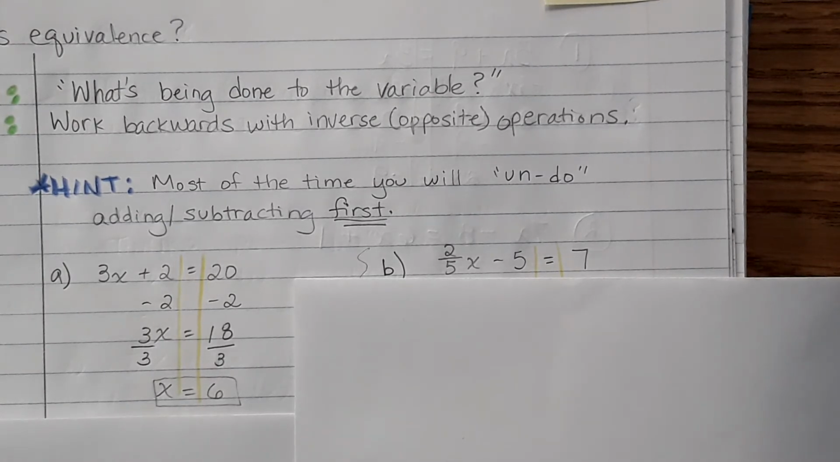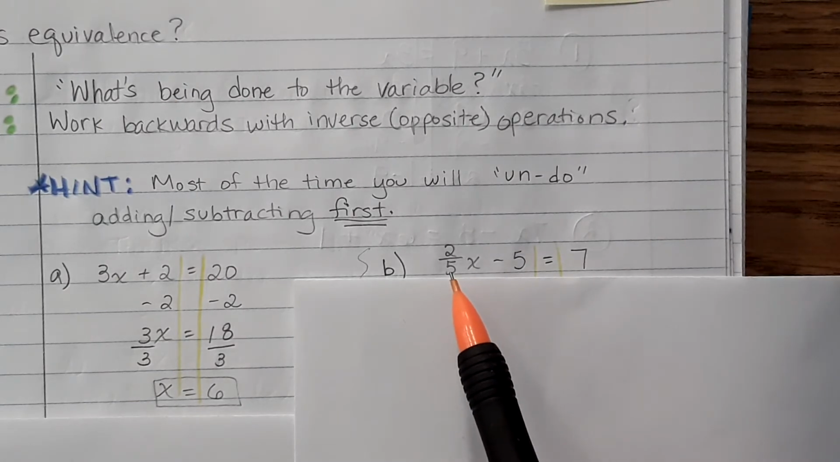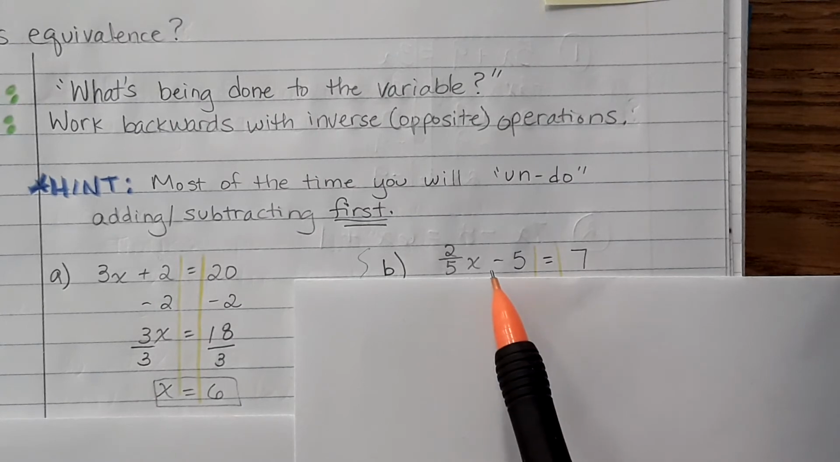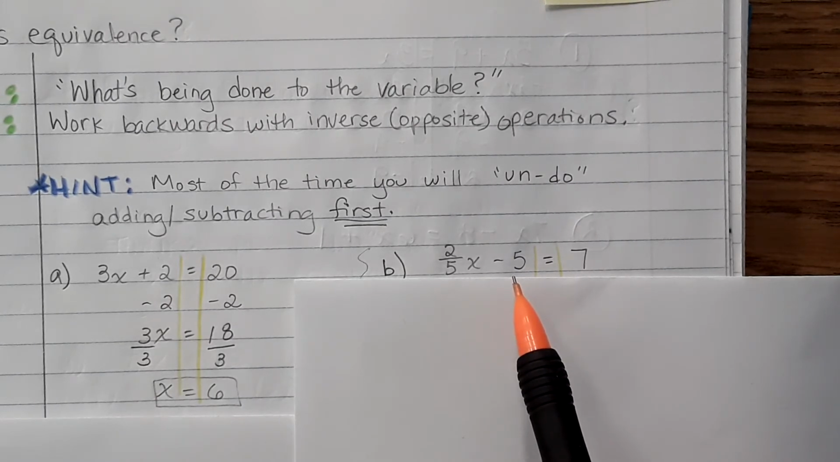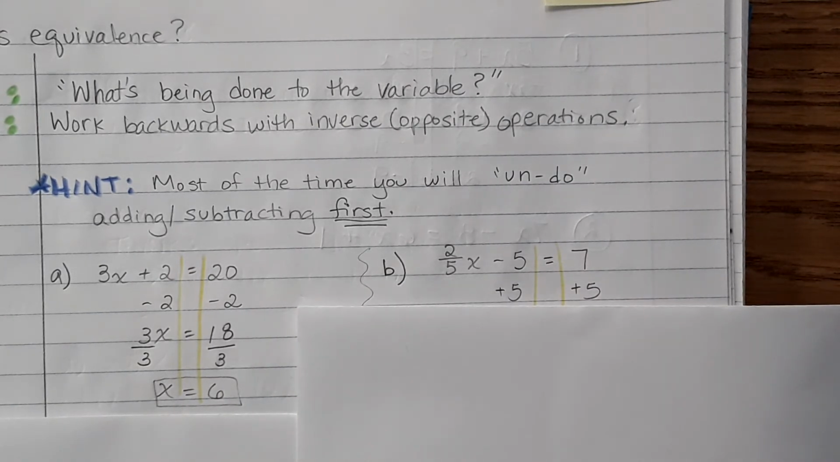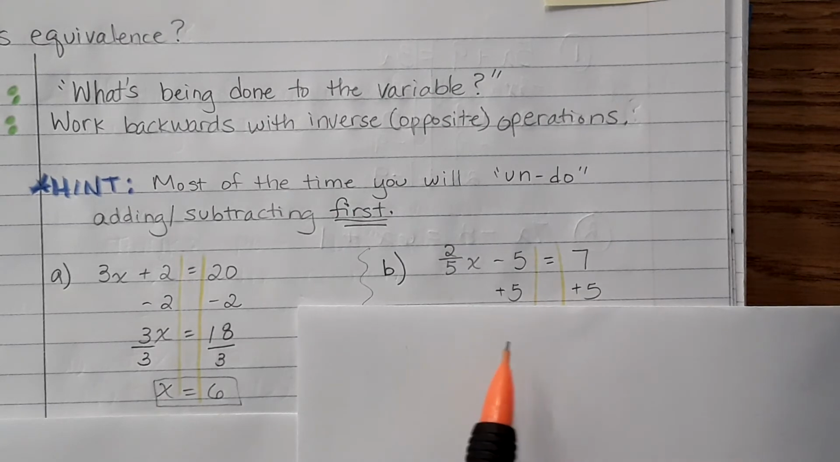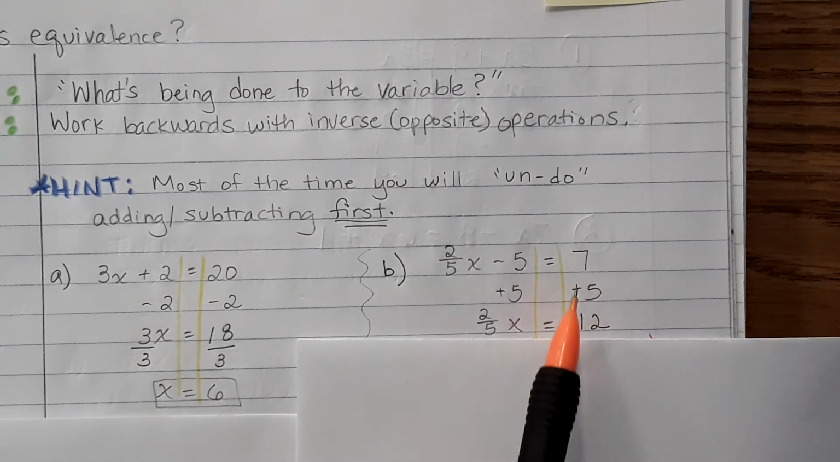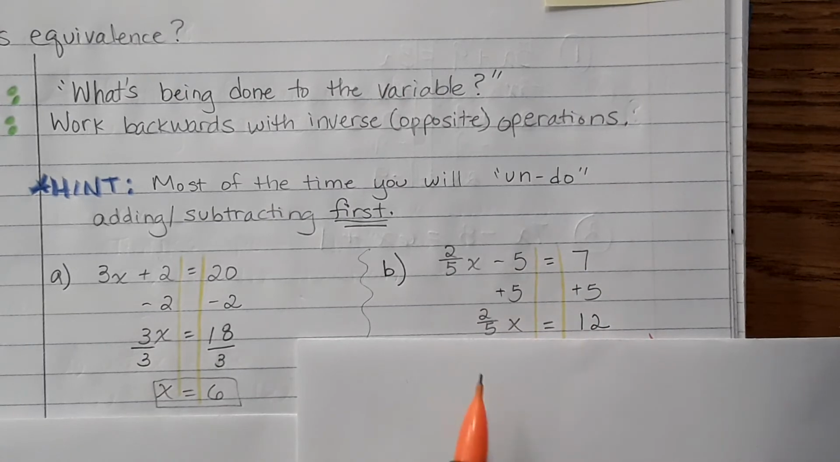2/5 x minus 5 equals 7. What's being done to the variable? First multiply by 2/5 and then subtract 5. Since subtract 5 is the last thing, we're going to work backwards from there. The inverse of subtracting 5 is to add 5, both sides of the equation. And on the left, all that remains is 2/5 x. On the right, remember to work down, 7 plus 5 is 12.